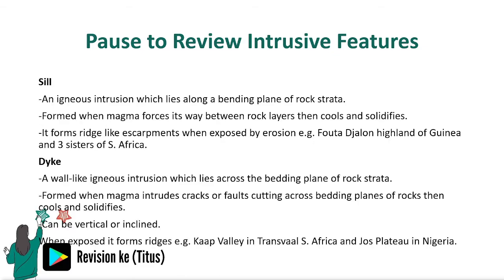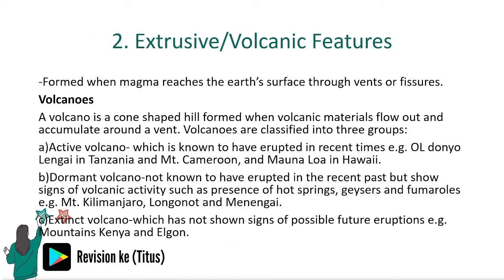And so we are now going to look at the extrusive features. These are formed when magma reaches the Earth's surface through vents or fissures. So we have volcanoes. A volcano is a cone-shaped hill formed when volcanic materials flow out and accumulate around the vent. So volcanoes are classified into three groups.